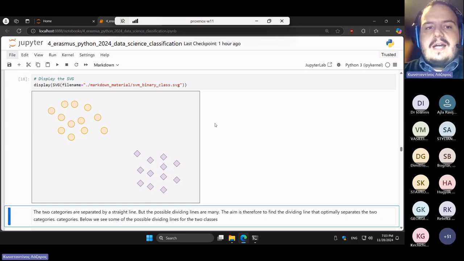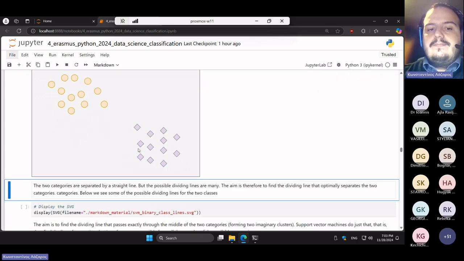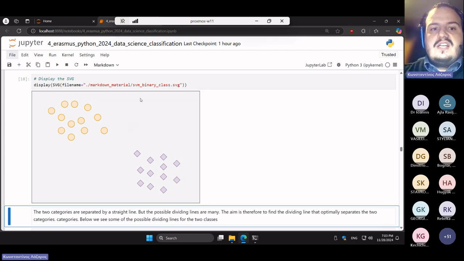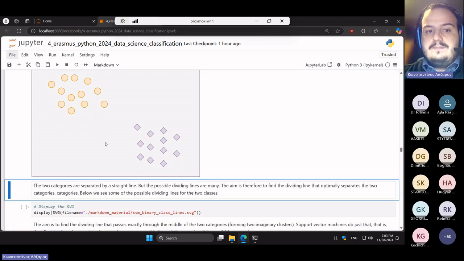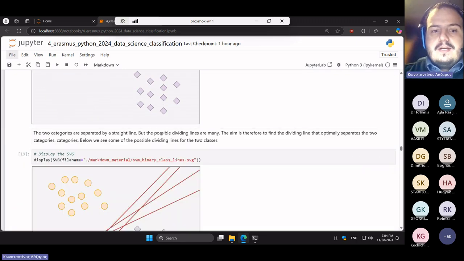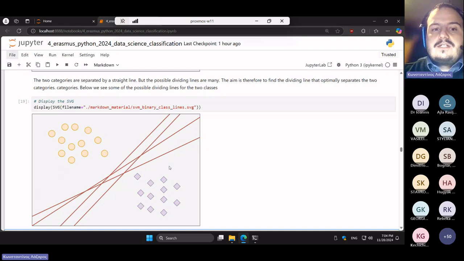Imagine that we have, once again, a binary classification problem. We have this class of samples right there, and then we have these ones as well. As you can probably see, these two categories can be separated from each other by using a straight line. So this is a simple problem that can be solved with a linear model. The problem, however, is that there are many different straight lines that we can draw in order to separate these two categories.